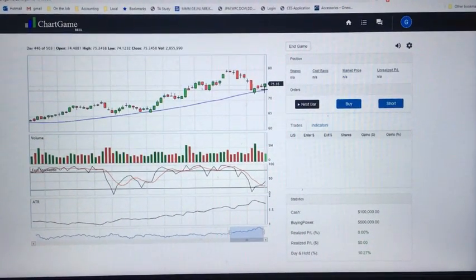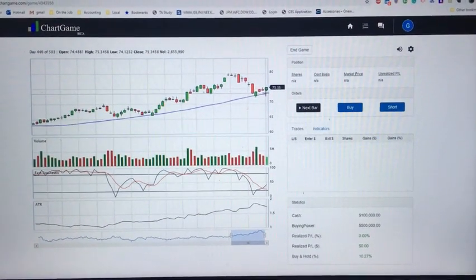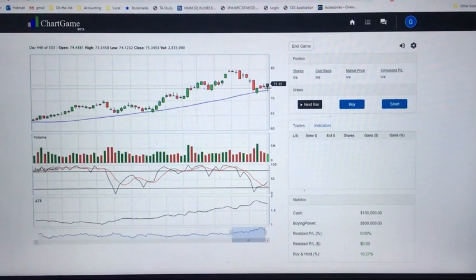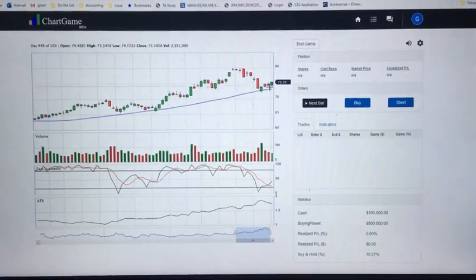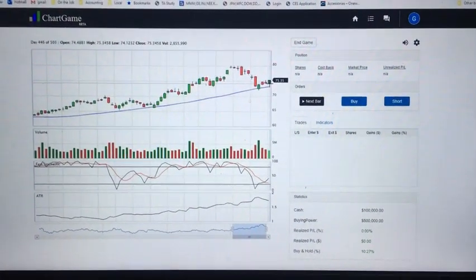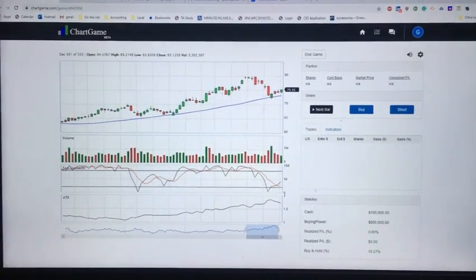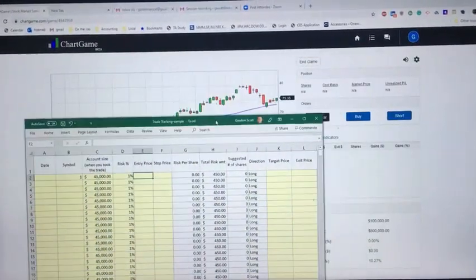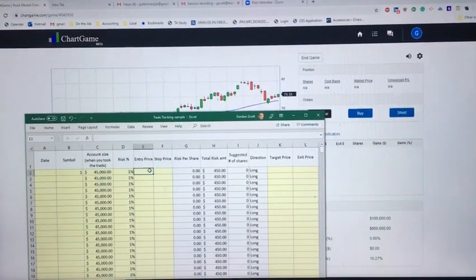We got in at the opening of that day, so I'm going to roll over the candle and look up to the upper right. Price is $74.48, $74.49, we'll round up to there. So I'm going to type that in, $74.49.